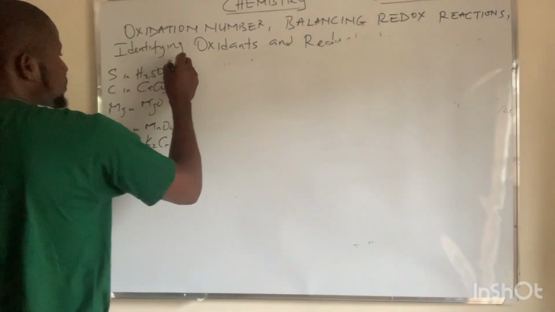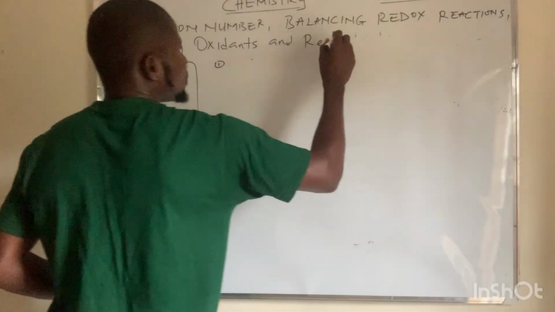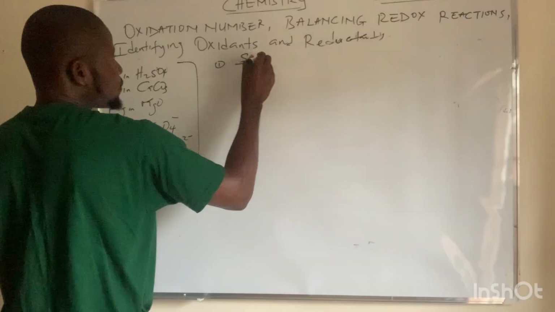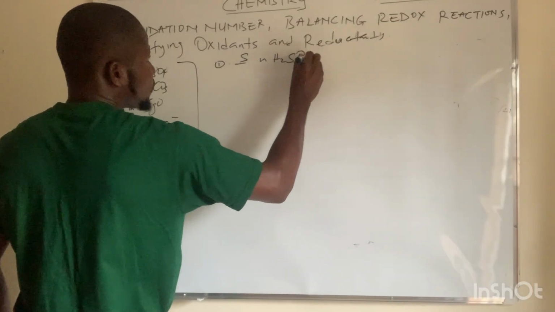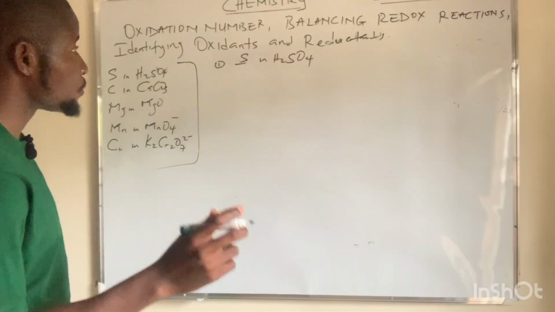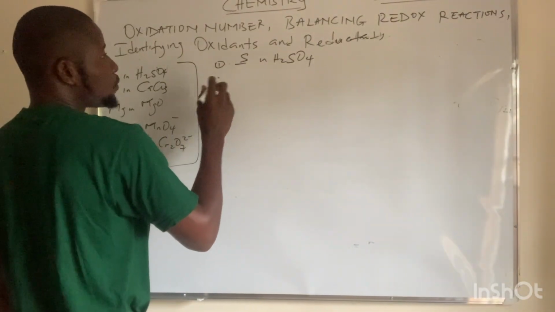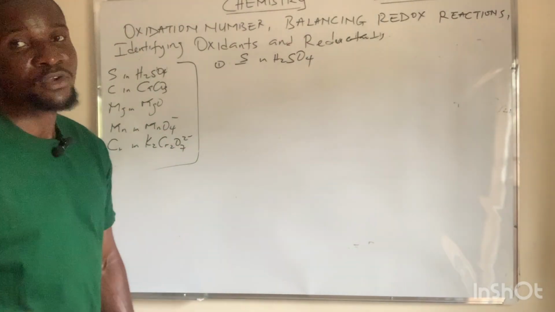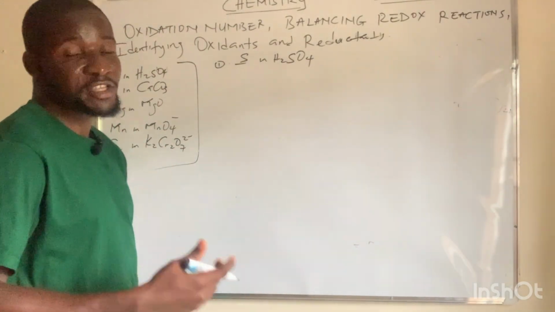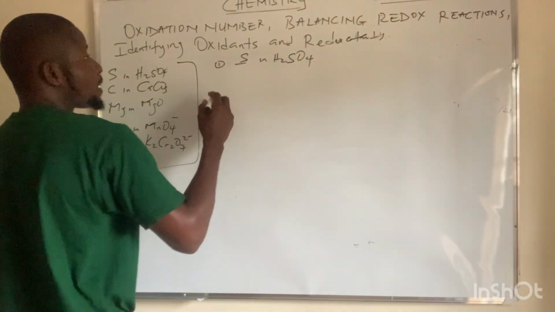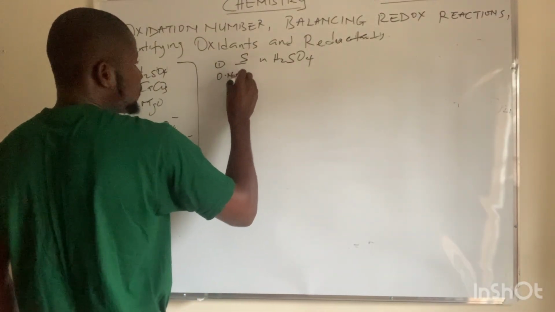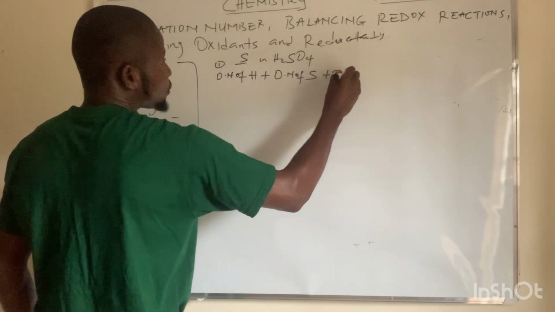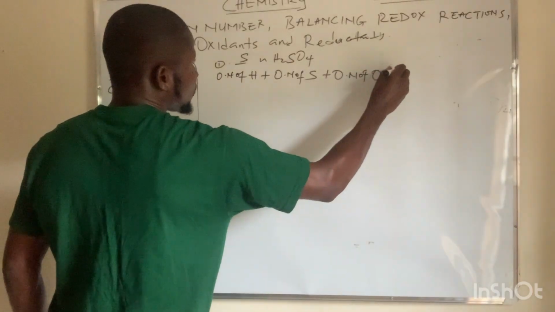approach it. Now, for this, let's start with number one. Sulfur in H2SO4. It's very easy to solve once you know the rules and apply them. We are already told that the algebraic sum of the oxidation numbers of a compound is equal to zero. So you say oxidation number of hydrogen plus oxidation number of sulfur plus oxidation number of oxygen is equal to zero.